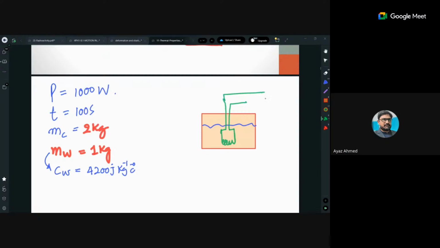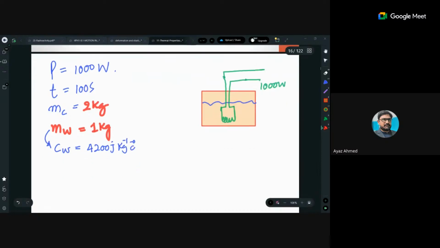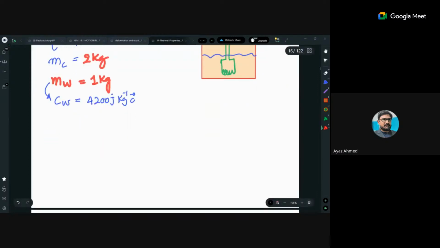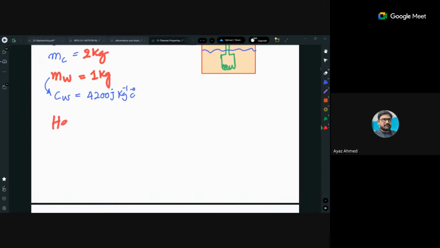And that heater has a power of 1000 watt. What is the power of the heater? 1000 watt. Got it? So I can simply say that the entire power produced by the heater is used to perform two tasks. Task number one is it will increase the temperature of the container, and secondly, it will increase the temperature of the water.